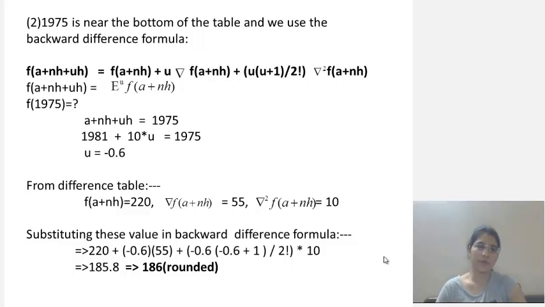Here we can calculate u by using a plus nh plus u equal to 1975. 1975 is again the year at which we have to calculate the population. Here a plus nh equal to 1981, because it is the last value of x or year. Now u equal to minus 0.6. From the difference table we have got f of a plus nh equal to 220, backward difference operator f of a plus nh equal to 55, backward difference operator square f of a plus nh equal to 10. Substituting these values in the backward difference formula defined above, we will get 186 as the population in the year 1975.